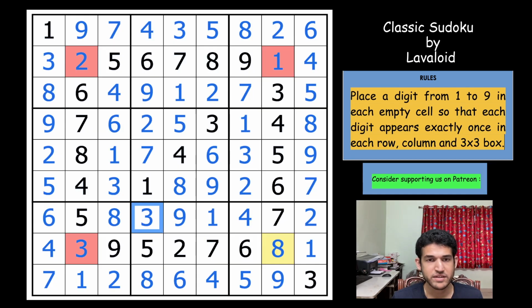And with that, we have completed this really nice Sudoku by Lavaloid. It was all about the wiving in those 4 cells, which was kind of a giveaway already because of the pattern. But anyway, I hope this was an enjoyable video.